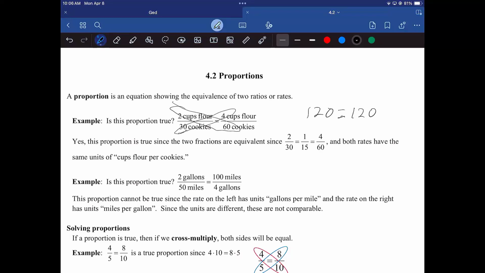Is that a true statement? Yeah, so that one's true. That's how we can check a proportion very quickly. We can say, are these equal?